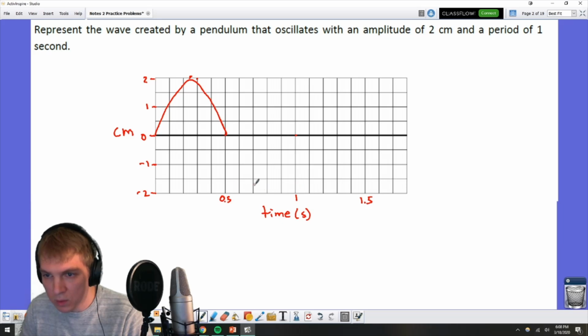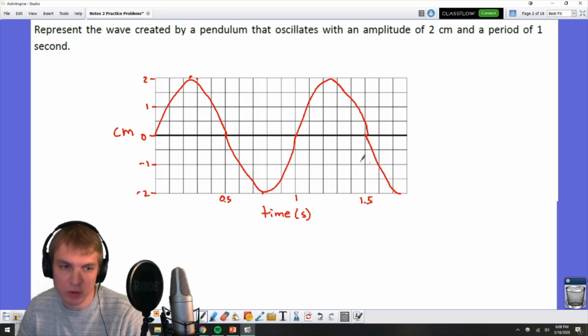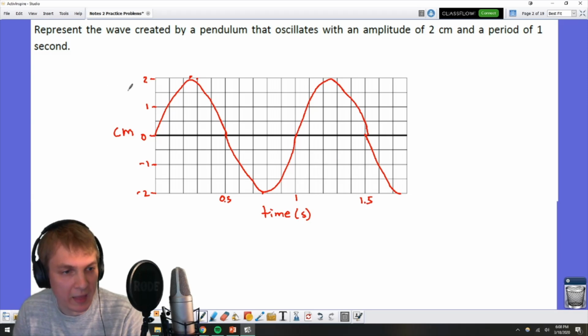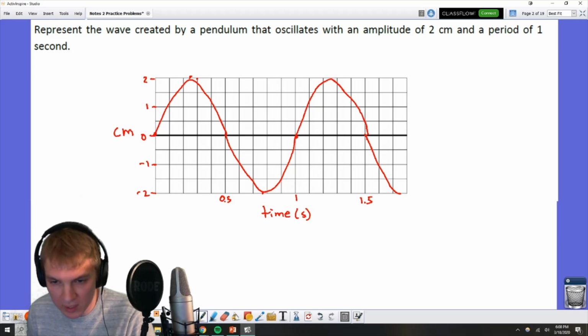About right there is the middle. So I'm just going to go from here, continuing downward. And then it's going to go up again. Well, it's supposed to hit that point right there, and then down again. Not the prettiest graph, but you get the idea that the amplitude here is 2 on either side and 1 wavelength. So if I started here, I could have ended here right there at 1 second.